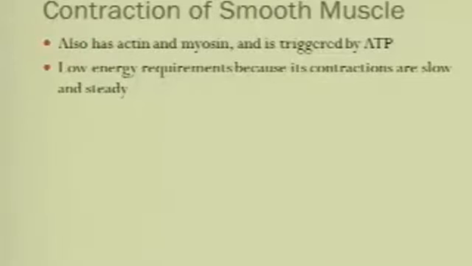Okay, ATP is going to be the big supplier for energy, as it is with other tissues of the body. Has very low energy requirements because the contractions are slow and steady. And you want them to be slow and steady so you can absorb nutrients from your foodstuffs and water.